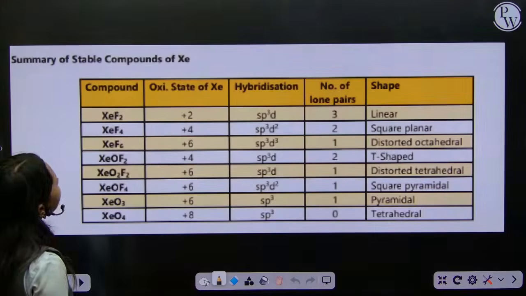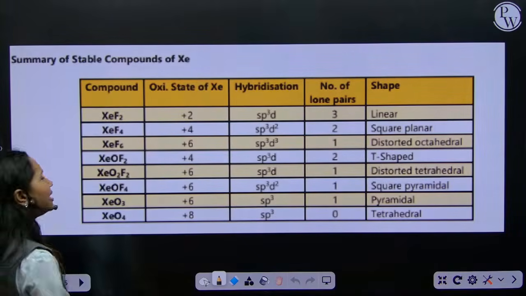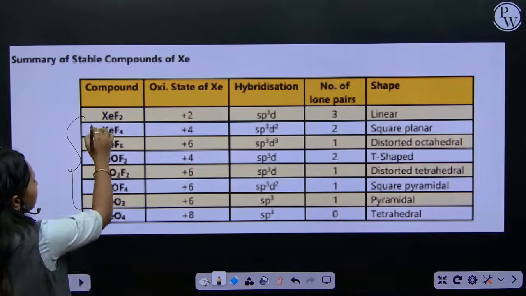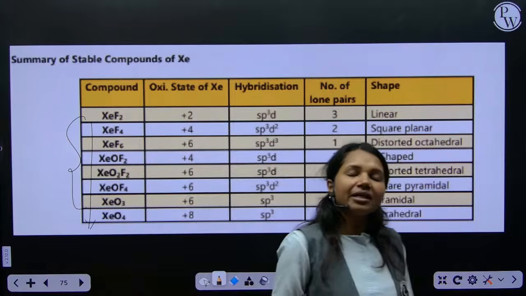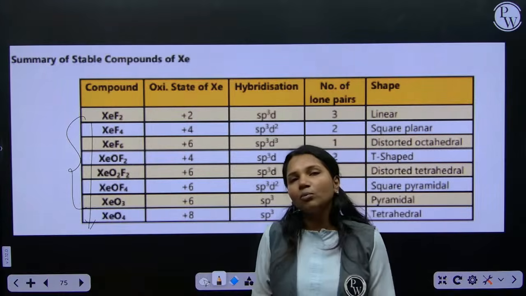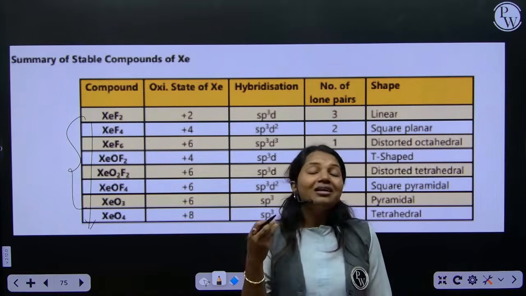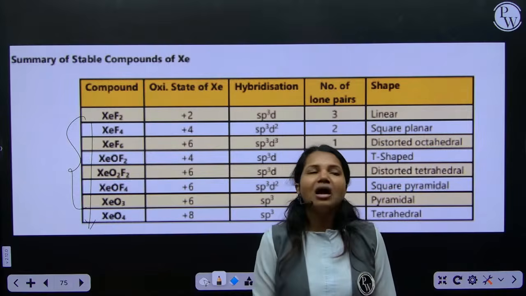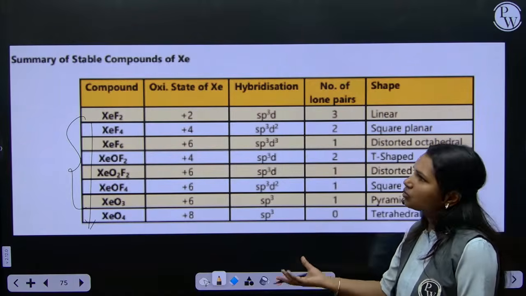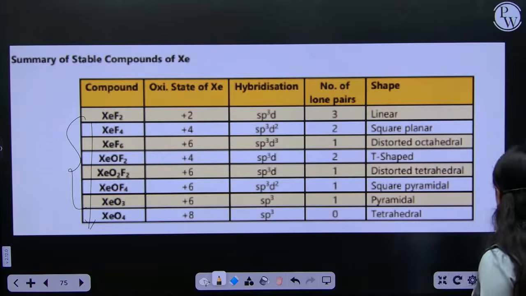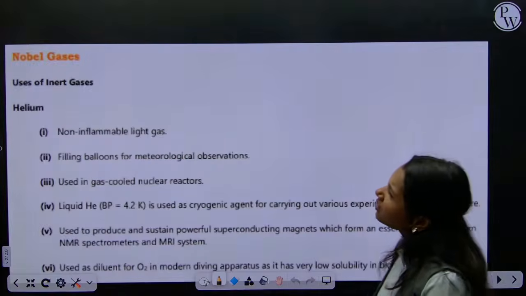Mostly only compounds of xenon exist, and these are the compounds. There is a very high chance that they can ask you hybridization and lone pair, bond pair, because this topic is related to chemical bonding also, and it is related to p block also. So I hope you know how to find the hybridization. Then after that, the noble gases.